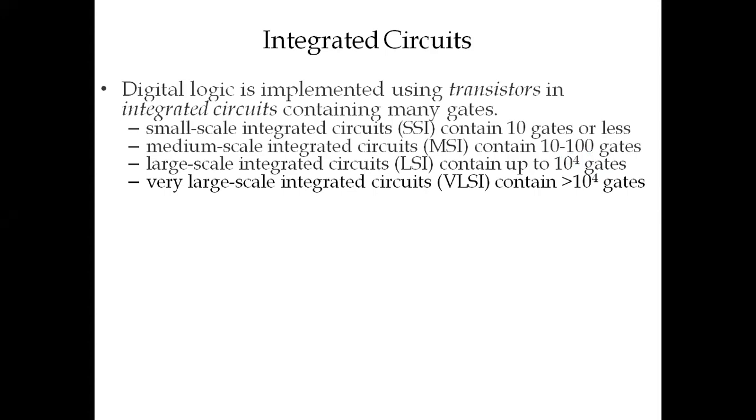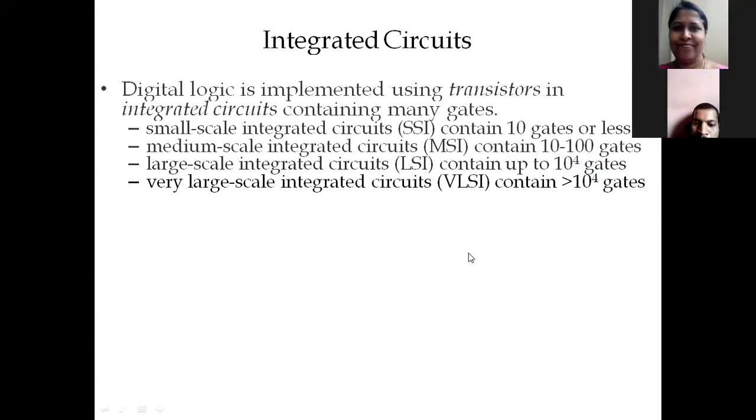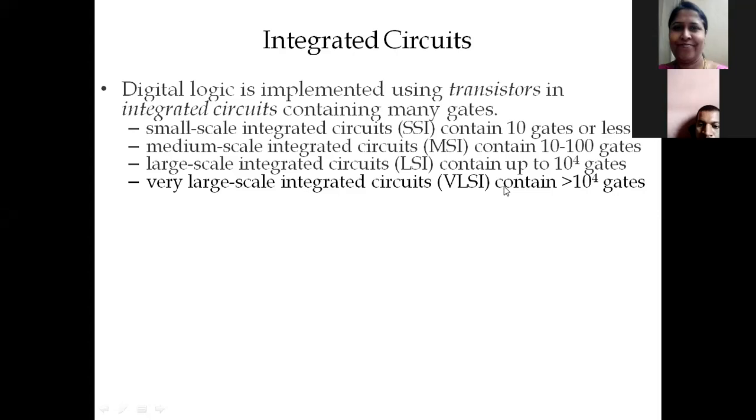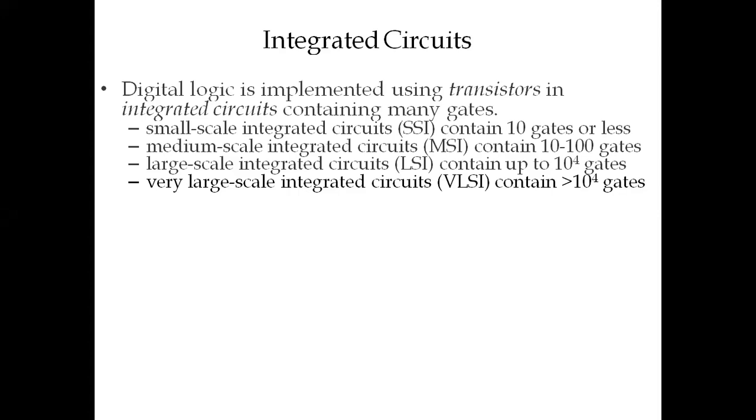Coming to very large scale integrated circuits, you have chips in the range of 20,000 to 10 raised to 6 number of gates. So this is where we are concentrating. What are the examples of VLSI chips? The examples are microprocessors, microcontrollers, and so on. Chips with complexity in that range come under VLSI.